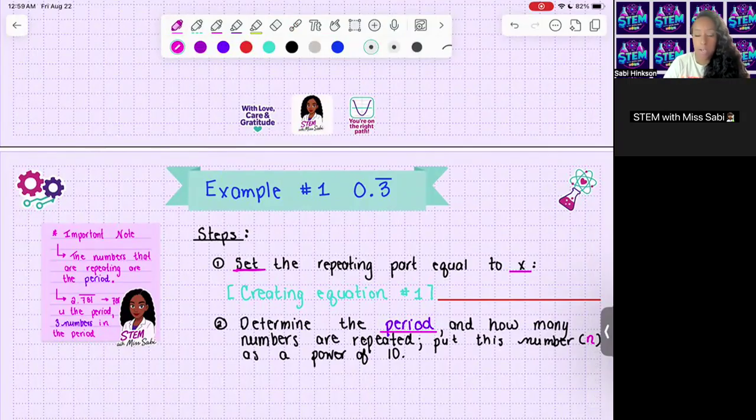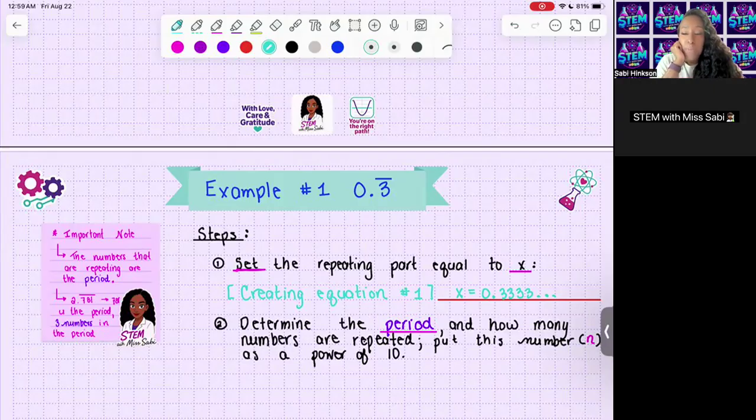We're going to try example number 1, where we are converting 0.3 bar, which means 0.333333333, going on. Step 1 says you create equation number 1 by setting the repeating decimal equal to x. So I have x equals 0.333. I'm going to write out some of the 3's, and then you get the point. It is repeating. So now I have equation number 1.